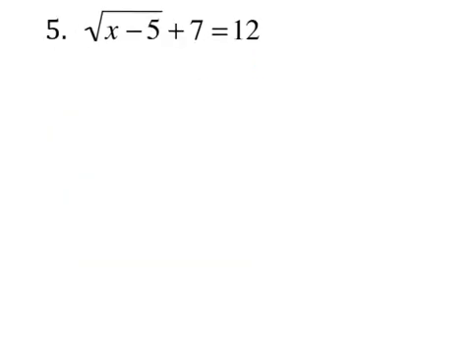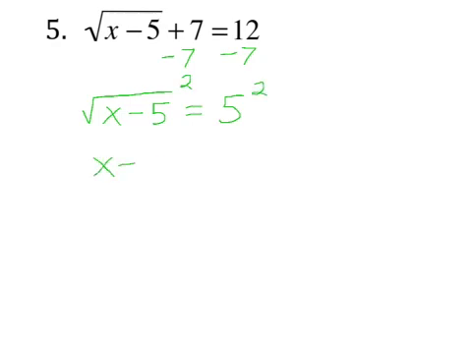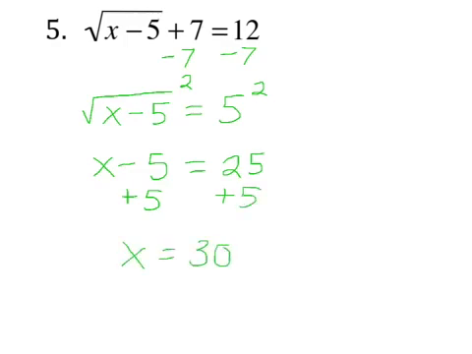Let's try number 5. Do you know what to do first? If you said subtract 7 from both sides, you are right. Good job. So we have the square root of x minus 5 equals 5. Do you know what to do next? If you said square both sides, that is correct. So we have x minus 5 equals 25. And then the last thing we need to do is add 5 to both sides. So our final answer is x equals 30.